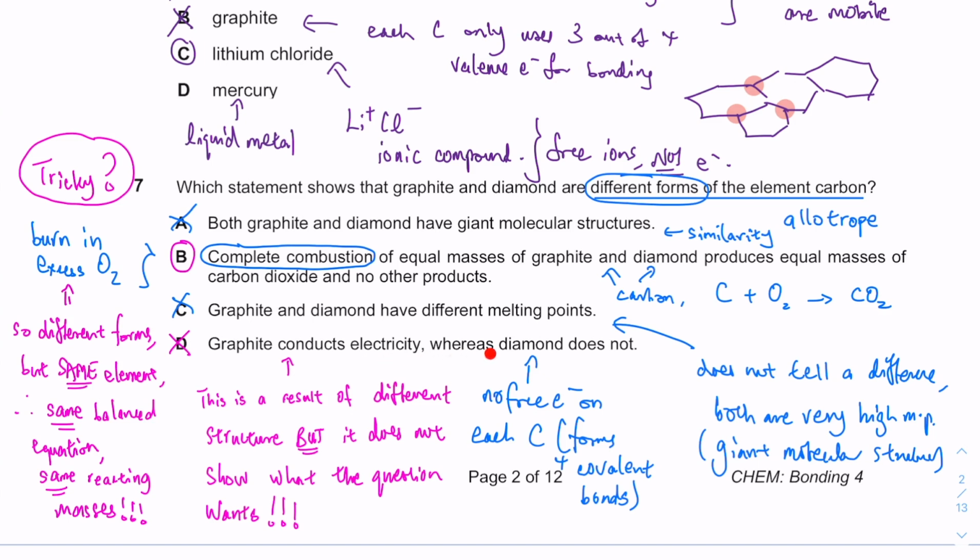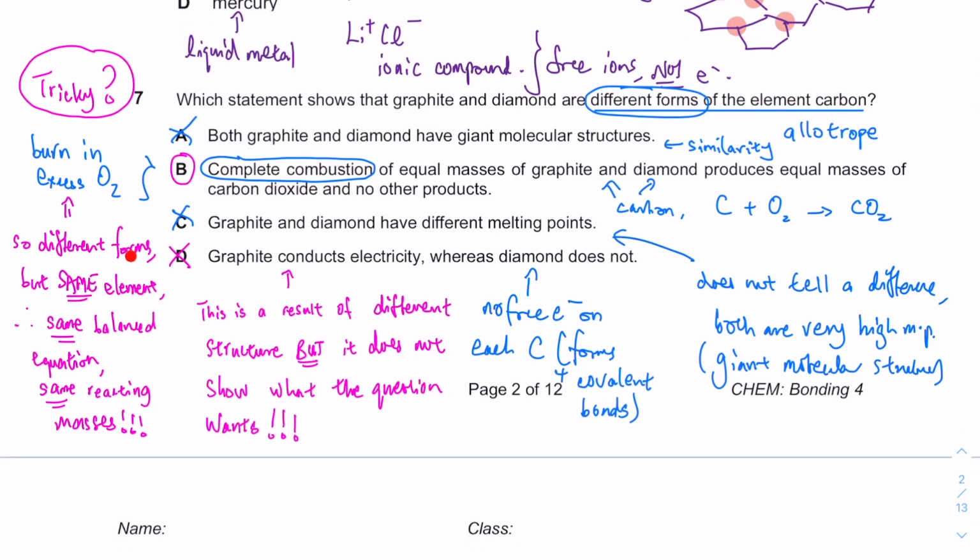But this is a different property as a result of the different structure of diamond versus graphite. But here, they are trying to say that there are different forms of the same element. That's the definition of allotrope. So diamond and graphite are different forms of the same element. So the idea here really is same element, only different form.